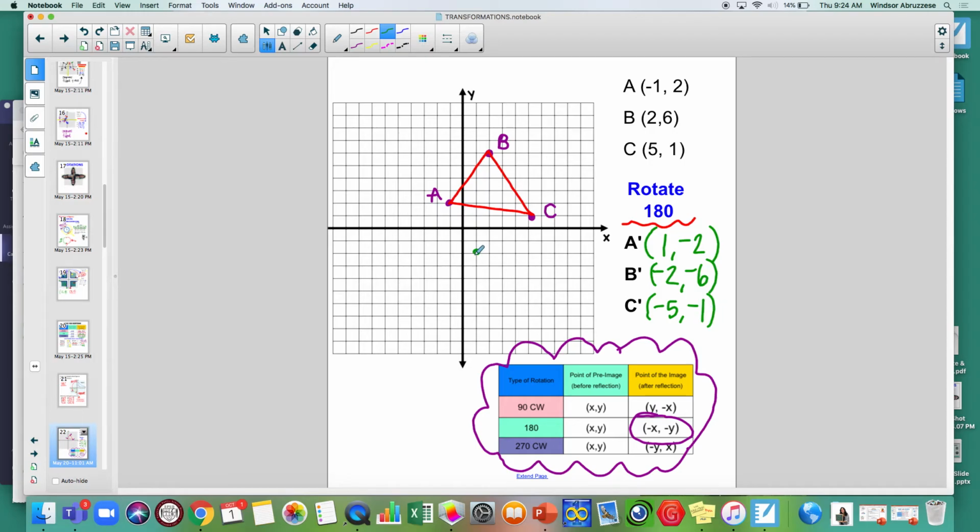I have 1, -2, so this is A prime. Make sure you label it correctly. -2, -6 is B prime. And C prime is -5, -1. Connect the dots. And we have two congruent triangles. And you can see I rotated it 180 degrees. This would be 90 down here in quadrant 4, then 180 degrees. This is my pre-image, and this is my new image.